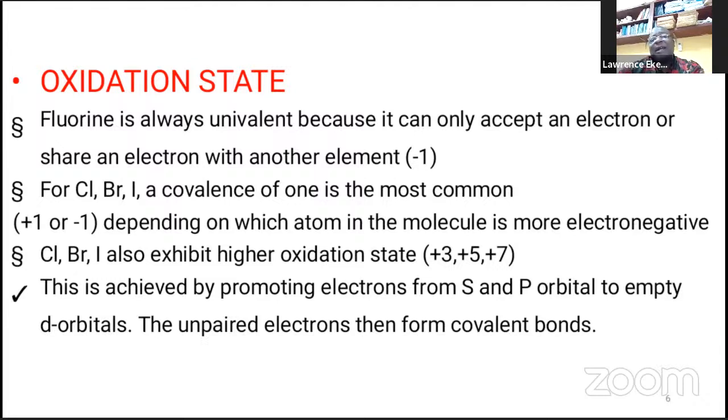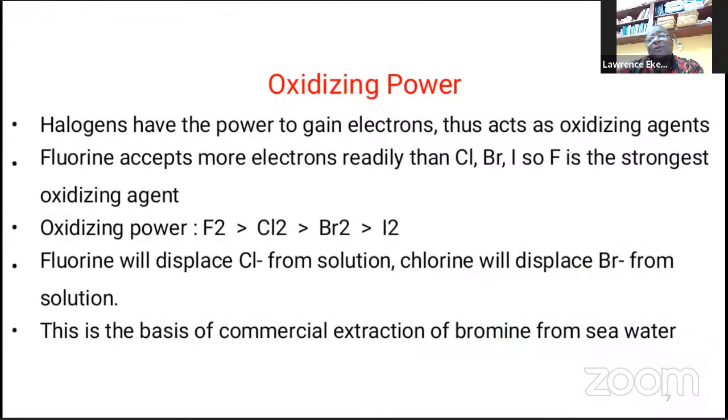Fluorine can exhibit an oxidation state of 1 only, while chlorine, bromine, and iodine have the ability to exhibit higher oxidation states, like 3, 5, or 7. The reason for that is the promotion of electrons from the s to the p orbital and from the p to the empty d orbitals to form covalent bonds.